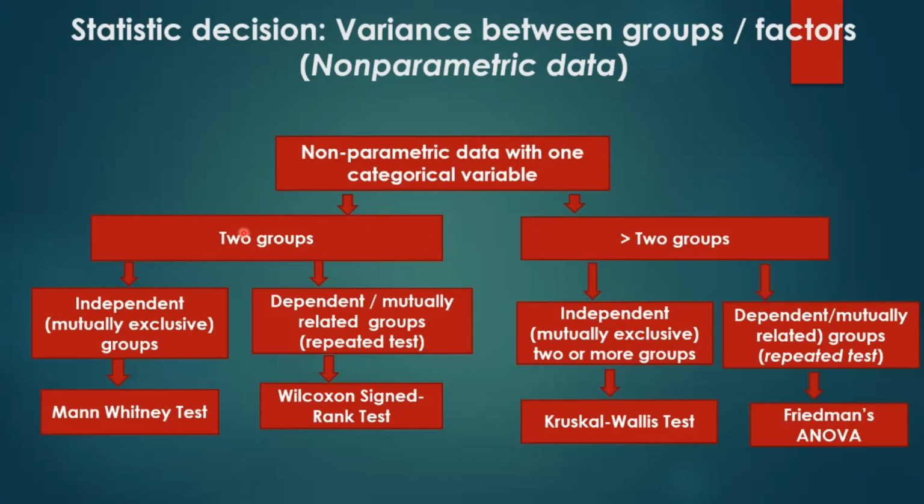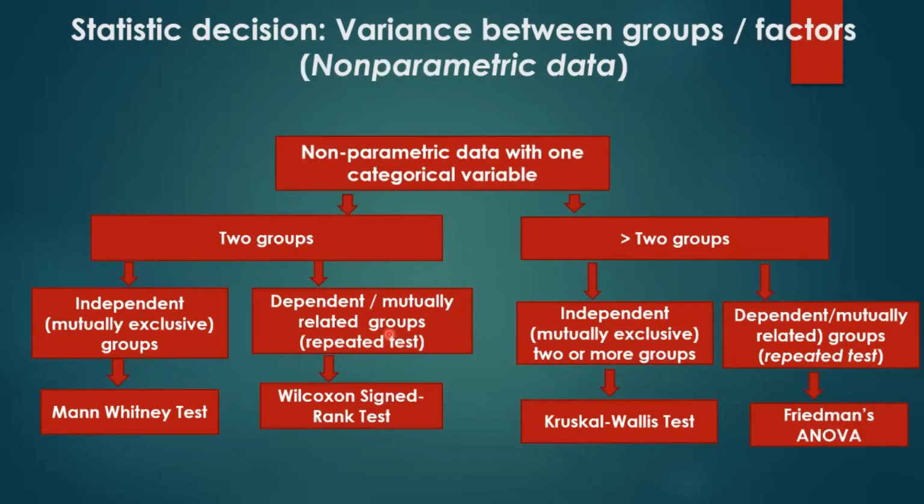For independent variables having two groups, if the groups are independent or mutually exclusive, then we can test differences using the Mann-Whitney test. But if the groups are not mutually exclusive, like I said, related groups, and you see I put here repeated test, which is very important. You take the first group, you give them a test, you give them training. So we call them repeated tests.